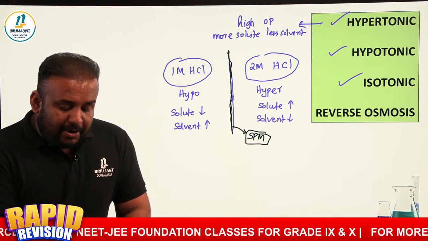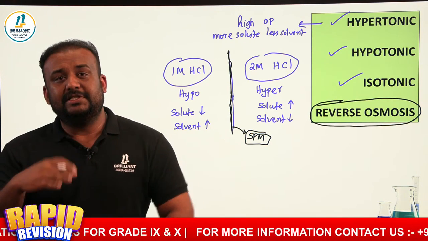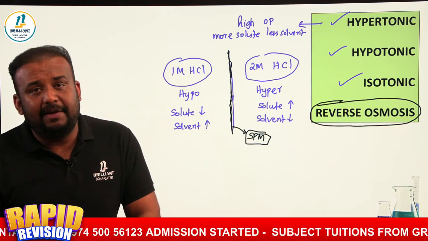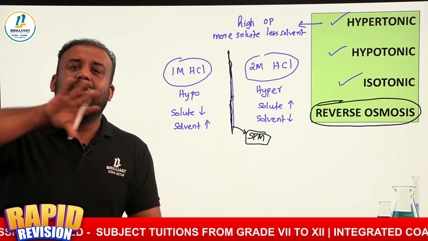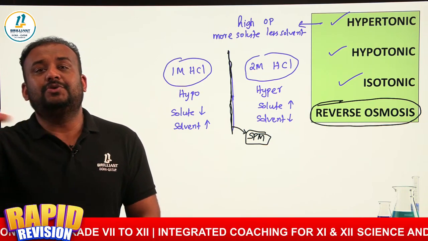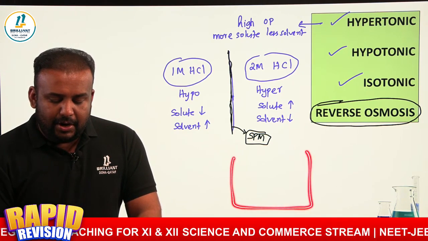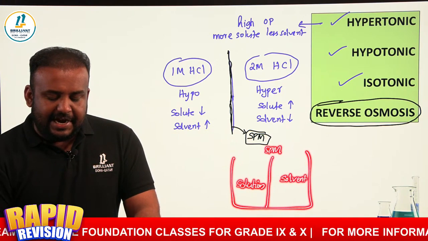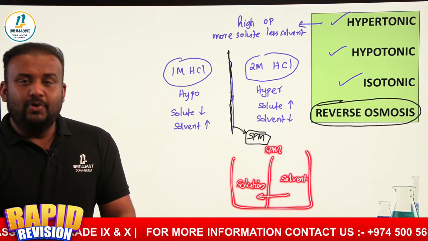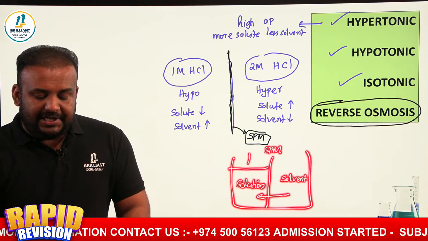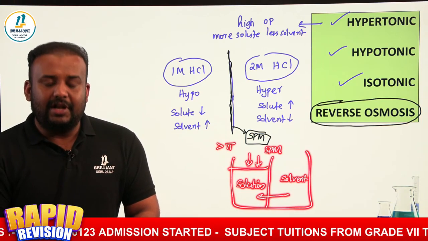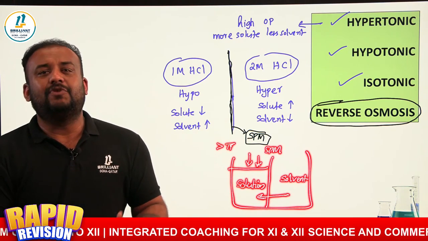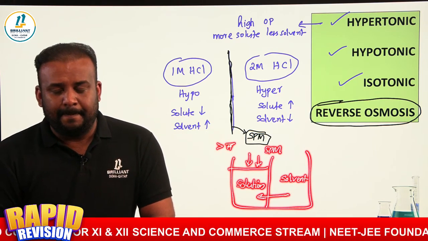Right. Now, one important term is reverse osmosis. This is a theory-related question you can expect. It is used in desalination of water. What is reverse osmosis? When you apply a pressure greater than the osmotic pressure on the solution side, you can forcefully send solvent from the solution to the pure solvent. Normally, if I have a solution here, an SPM here, and pure solvent on this side, solvent will move from pure solvent to solution. But if you apply a pressure on this side greater than the osmotic pressure, you can forcefully send solvent from the solution to the pure solvent side. This is what we do for desalinating seawater. Is that concept clear?